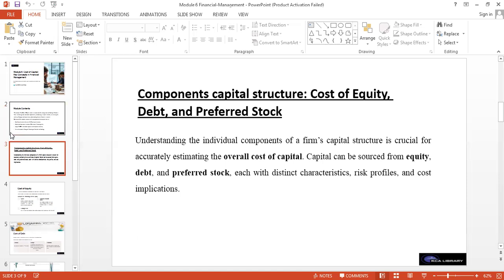So what are the components of capital structure? Just like I said, we have cost of equity, we have debt, we have preferred stock. Understanding these individual components of a firm's capital structure is crucial for accurately estimating the overall cost of capital. Each of these three has its distinctive character, risk profile, and cost implication. This will just be an introductory aspect of this module. The note shows the full explanation of each of the concepts stated here.